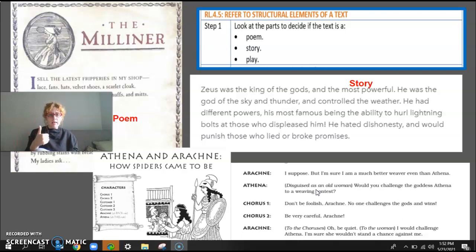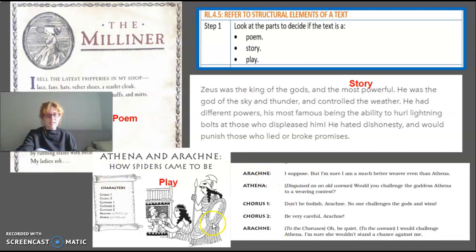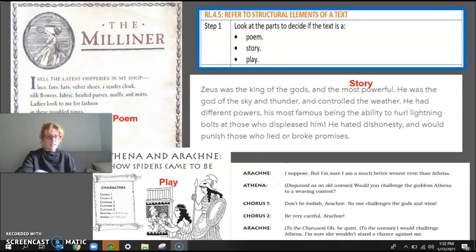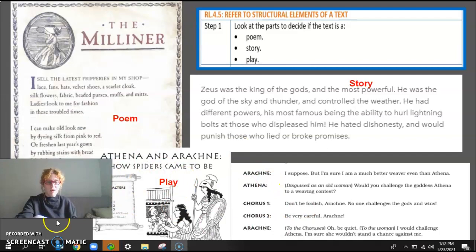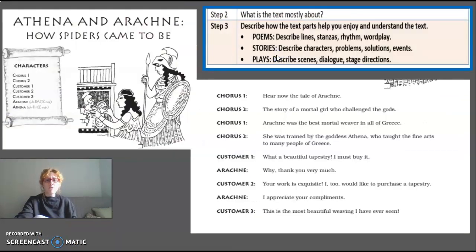Yes, a play has characters. It has dialogue. Here we see each character speaking. And it has stage directions. It tells them what to do. All right, and this is today's text. So I know that today's text is a play. Awesome. Step 1, check. Now I can go to step 2.